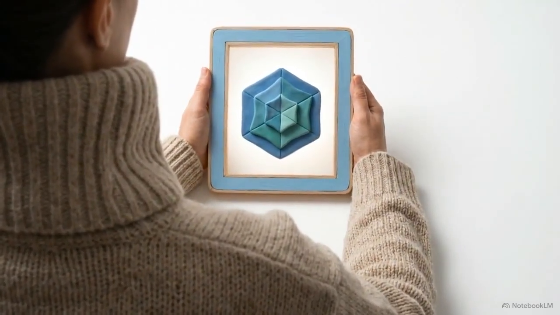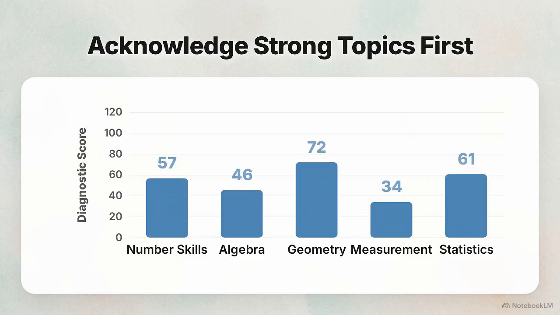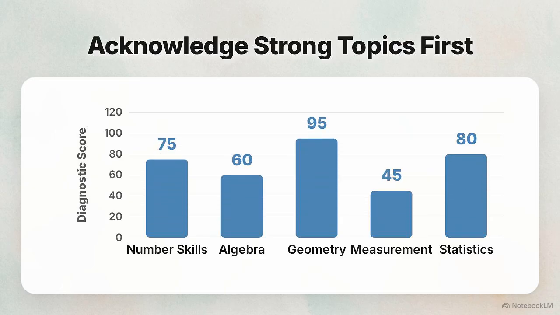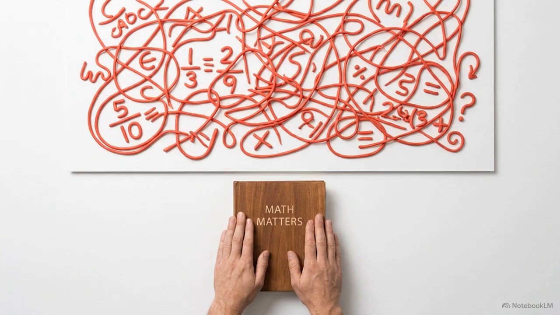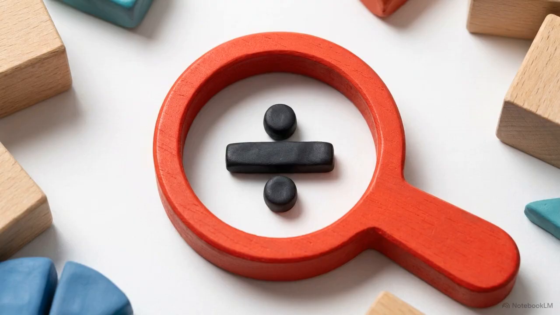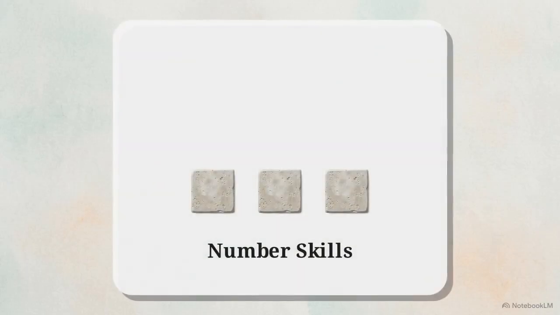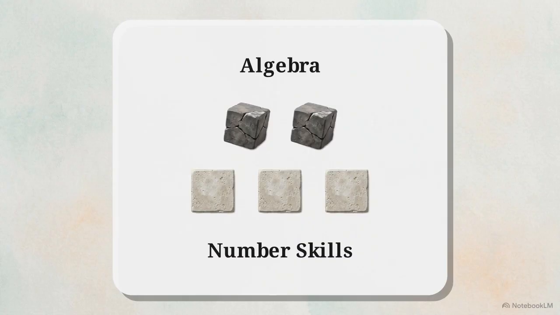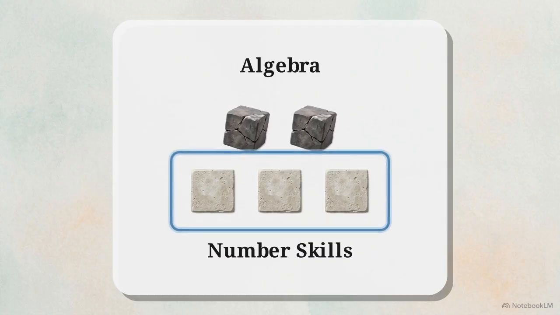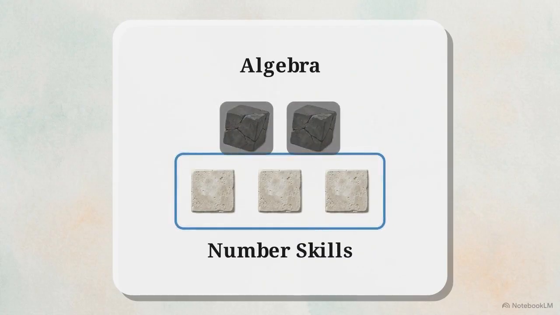The data is only as good as the strategy you apply to it. The first step is actively acknowledging the topics marked strong to build confidence and maintain student motivation. The second step requires restraint. Resist the urge to fix all the errors simultaneously. Select just one foundational weak area to target. If the profile shows gaps in multiple categories, prioritize the base layer. You have to rebuild basic number skills before you can attempt to fix algebra.